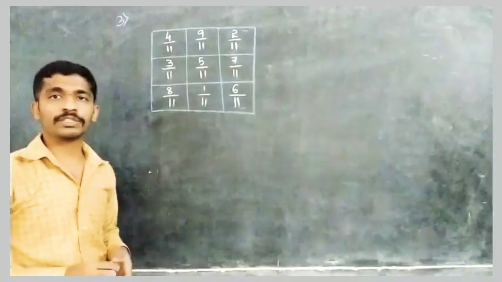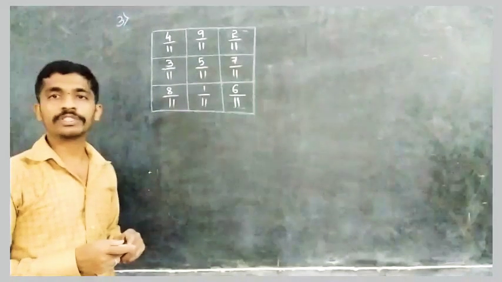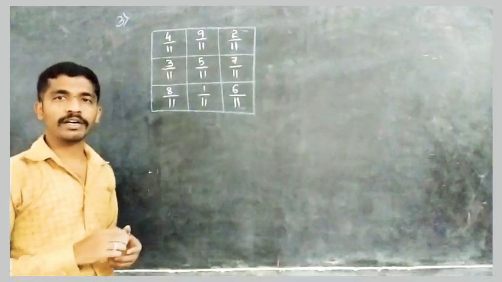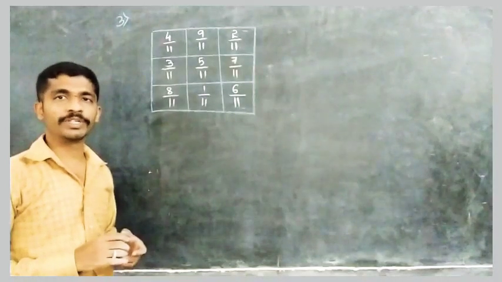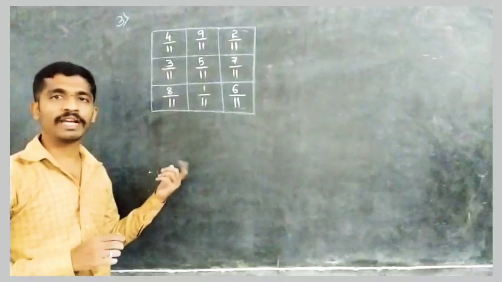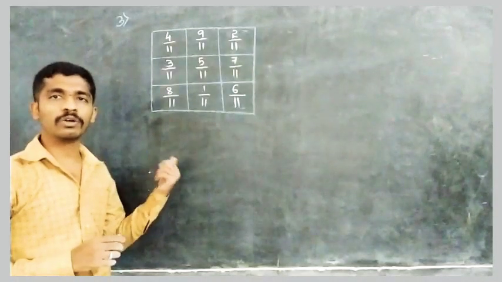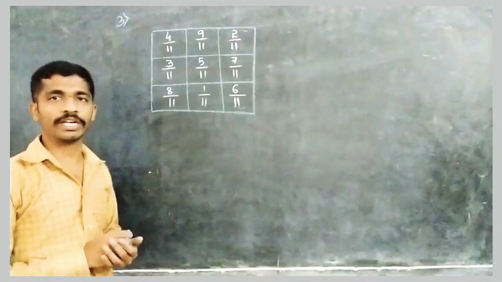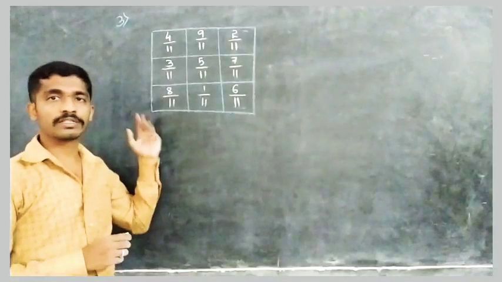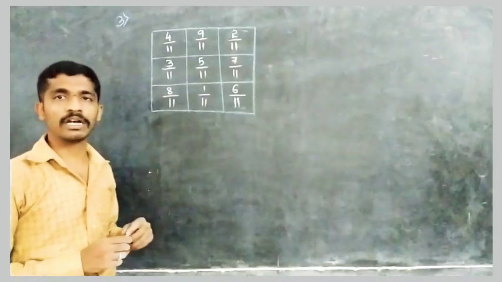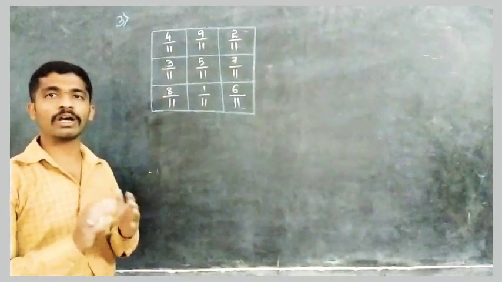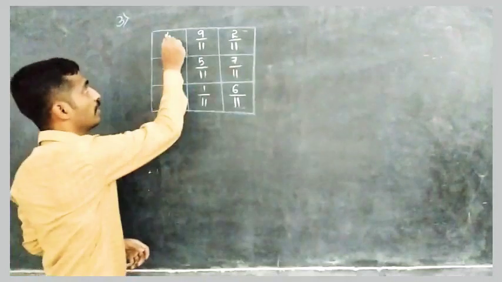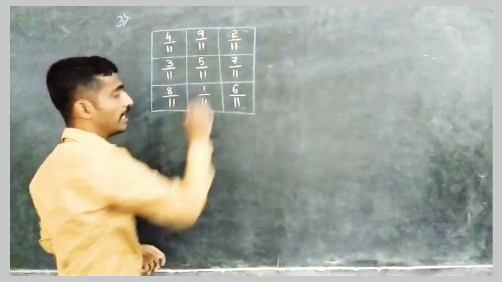Now in the third question they have given one box. We have to check whether the given box is a magic square or not. Okay, in the earlier class, in the first chapter, you did that one, where the sum of rows, sum of columns and sum of diagonals are the same, means equal, or not. Let's take the first row: 4 by 11, 9 by 11, 2 by 11.